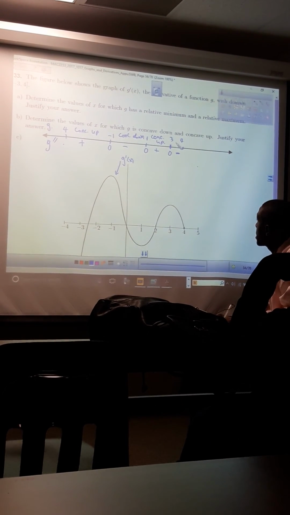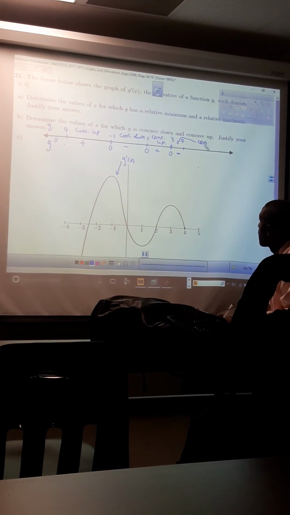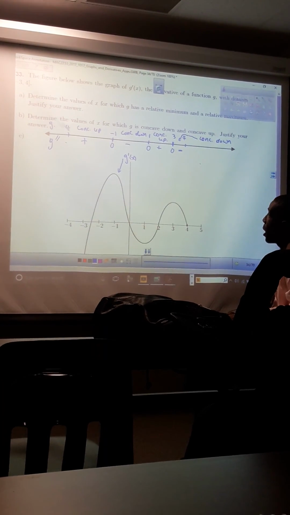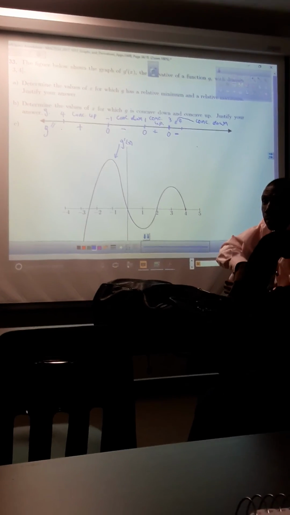And then right here, it's going to be concave down. And you'll see that it goes along with what we analyzed before. That's that for that question.